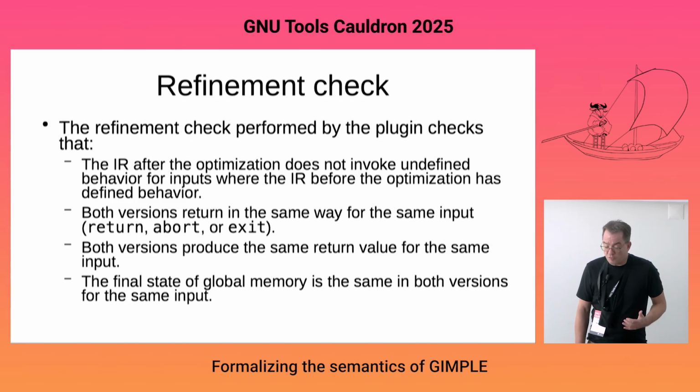And in order for me to do this work, I need all the nitty-gritty details of the semantics of all GIMPLE instructions. So I need to figure out what they actually mean, because the documentation is not completely clear for everything.